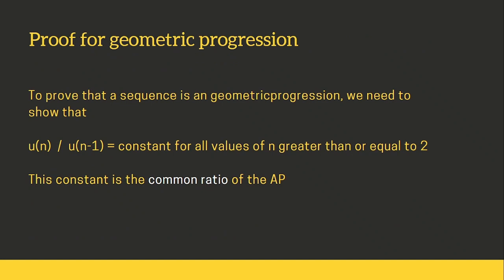Then, likewise, for the proof of a geometric progression, to prove that a sequence is a geometric progression, we need to show that un divided by the term before it is a constant for all values of n greater than or equal to 0. And this constant is just the common ratio of the GP.